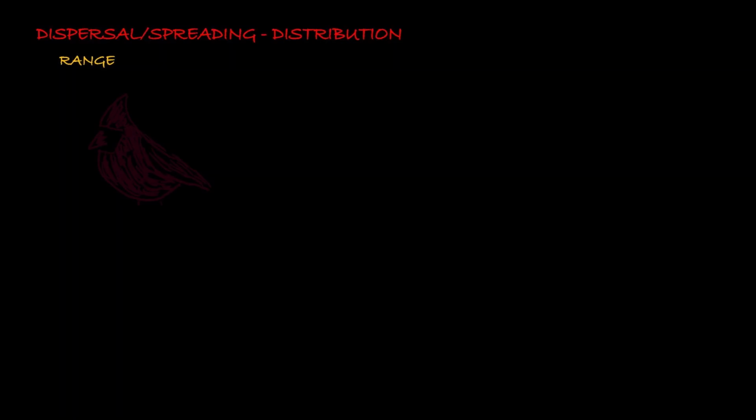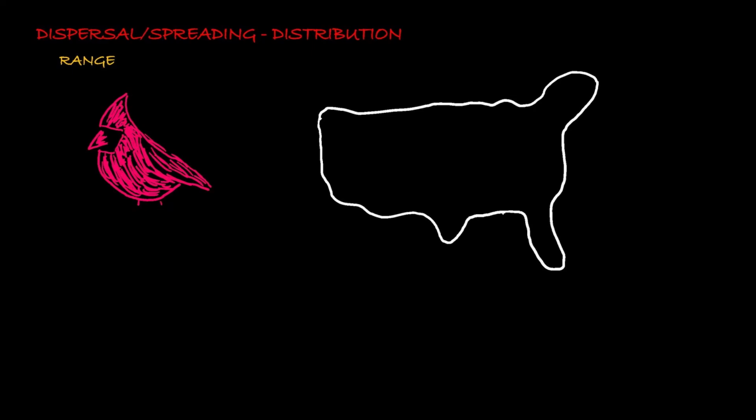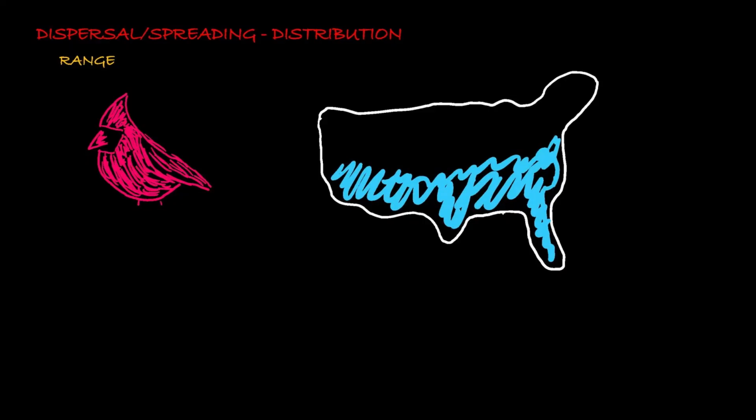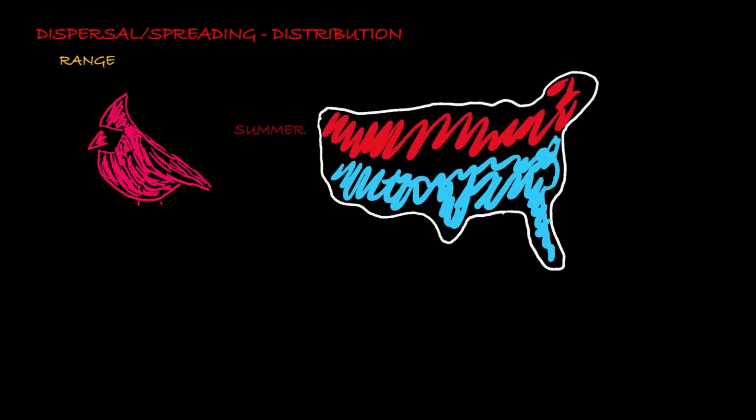Let's look at this cardinal here in the United States. Here's a very rough map of the United States. In the United States, the cardinal used to spend its winters with a dispersal like this, or a range, to use that word. In the summers, it would expand northward, and so its dispersal and its spread during the summer months was the whole continental U.S., and during the winter months, it went south.